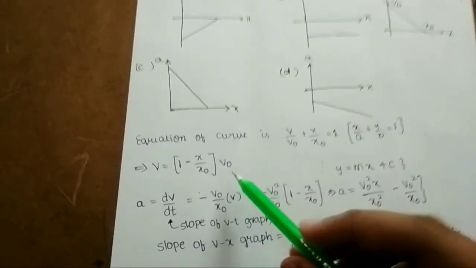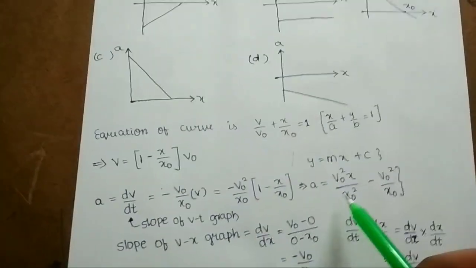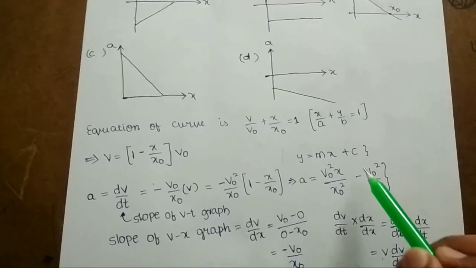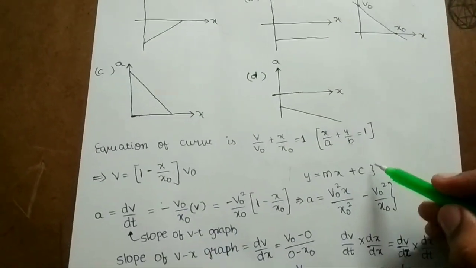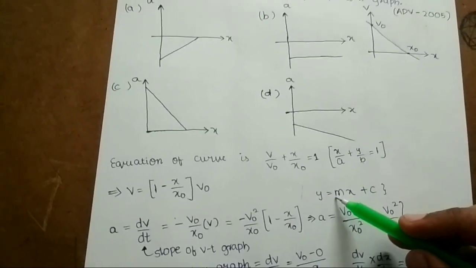Okay. We know the velocity from here. By taking it, we get acceleration is equal to v naught square x by x naught square minus v naught square by x naught. Comparing it with y equals mx plus c, we get to know that the slope is positive.